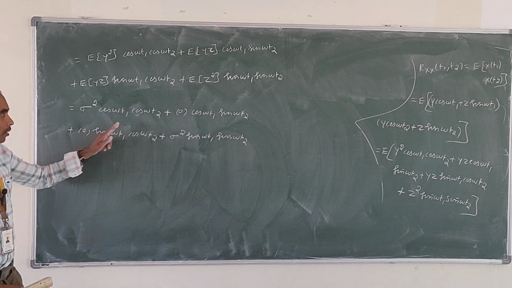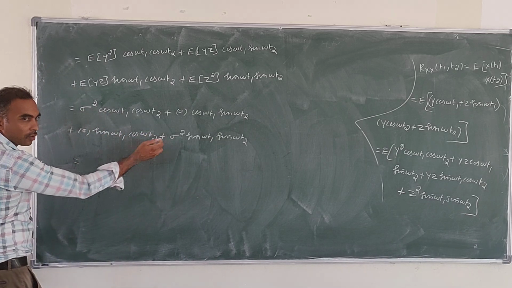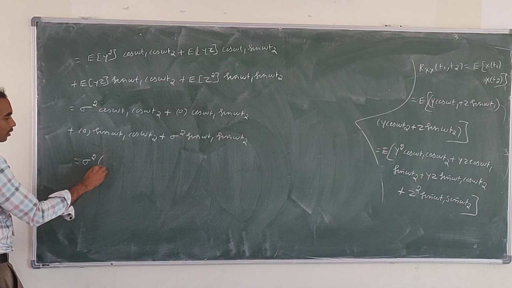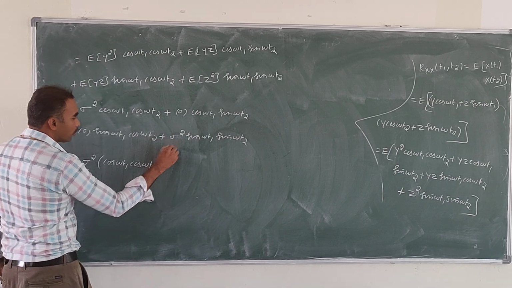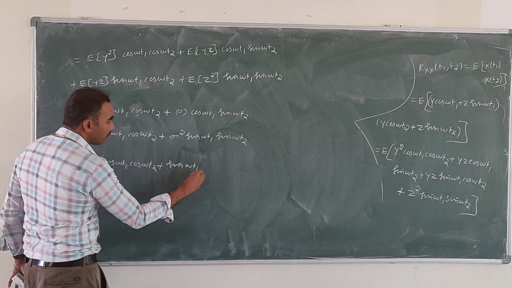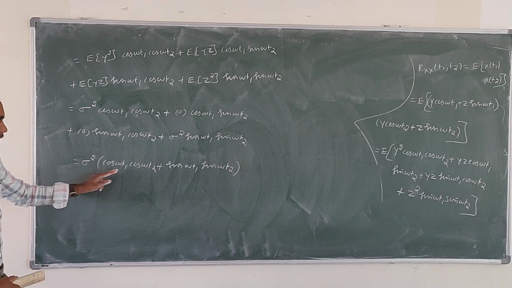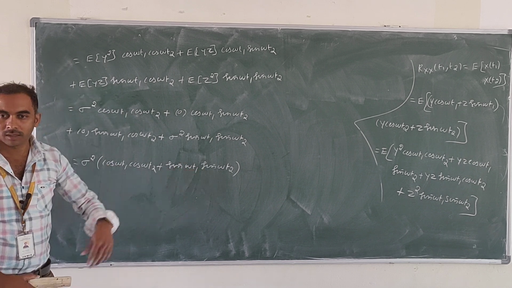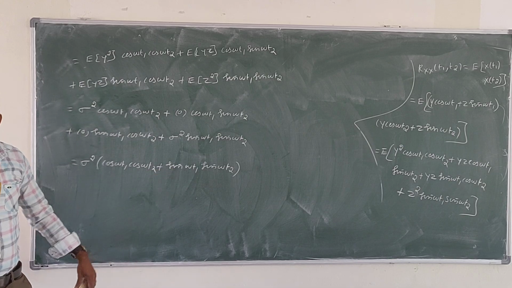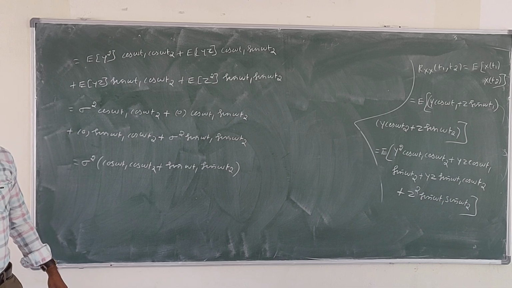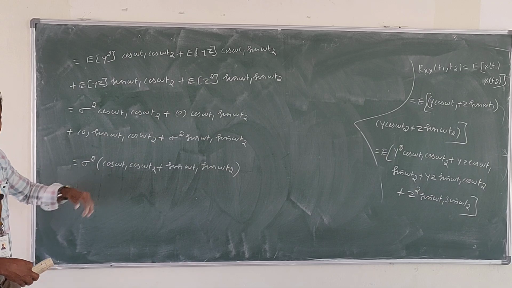Look carefully, these two terms become 0. So in the remaining terms, sigma square is common. Take it outside: sigma square times cos omega t1 cos omega t2 plus sin omega t1 sin omega t2. I wrote a trigonometry formula earlier: cos a cos b plus sin a sin b. It follows the cos a minus b formula.